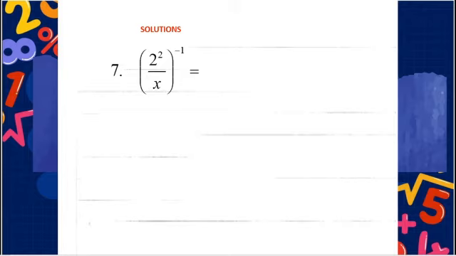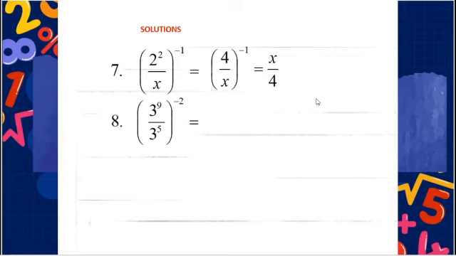Try this. 2 squared over x, quantity raised to negative 1. So of course, sinimplify yung 2 squared, that is 4 over x. Tapos dahil negative 1, reciprocal lang natin. So magiging x over 4. Positive na siya. Kasi hindi na natin lalagay yung negative 1. Kasi understood na siya na may positive 1 dyan. Okay? Next. 3 to the 9th over 3 to the 5th, quantity raised to negative 2.